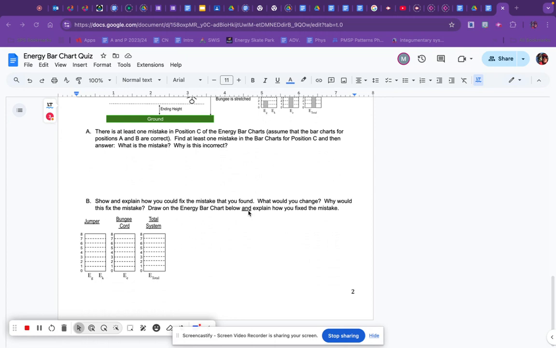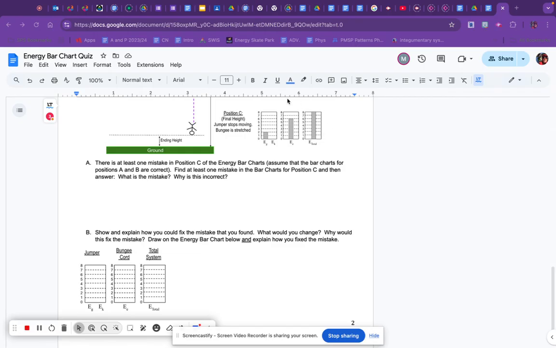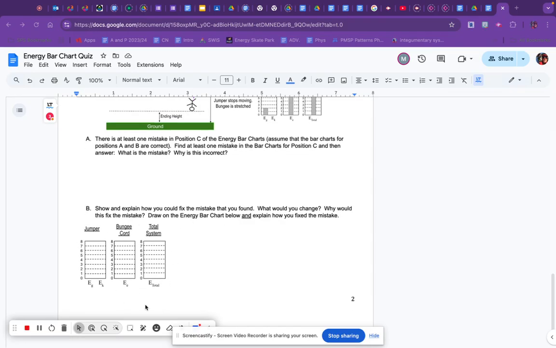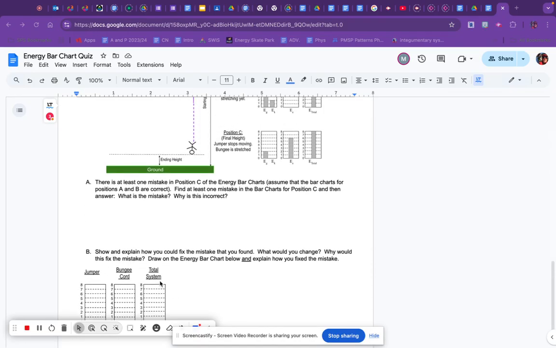Show and explain how you would fix mistakes that you found. What would you change? Why would this fix the mistake? Draw an energy bar chart below and explain how you fix the mistake. So here, you found the mistake, and then you're going to correct it here, okay? And that's what you're going to be doing for this test.